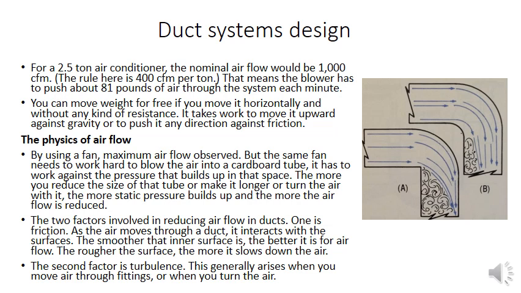Why? Suppose, as an example, a 2.5 ton air conditioner. For that air conditioner the nominal air flow should be 1000 CFM, cubic feet per minute, as per the thumb rule of 400 CFM per ton. That means the blower has to push about 81 pounds of air through the system each minute. It takes work to move the weight of that amount of air.